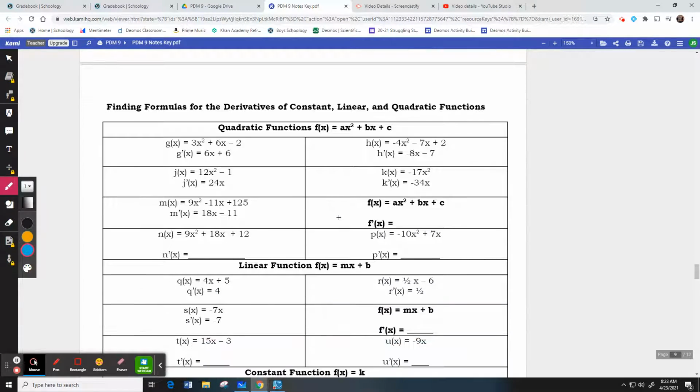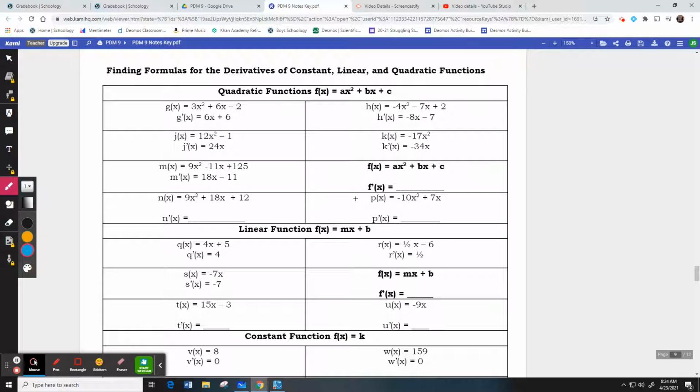Take a look at this next page here. So we want to find some formulas for derivatives of constant, linear and quadratic functions because we keep having to do them. So there must be a shortcut instead of having to use that definition of derivative every time. So take a minute and look at these quadratics, see if you can notice a pattern. So here's the function, here's the derivative, right? Function, derivative, function, derivative. What are you noticing, and could you generalize it down here? Same thing with linear, same thing with constant.